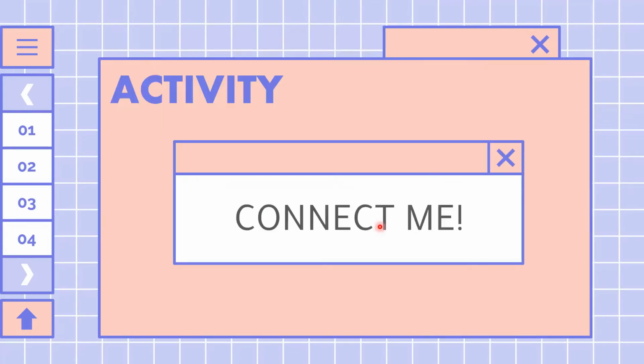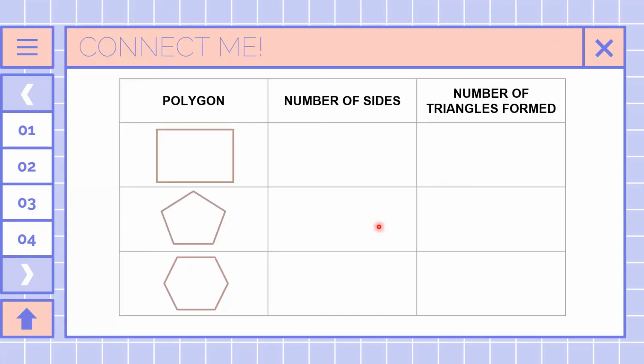So try this activity. So we have polygons here: the square or the four-sided polygon, the pentagon, and the 1, 2, 3, 4, 5 hexagon. We have here square, pentagon, and hexagon. So pila ang number of sides sa atuang square?